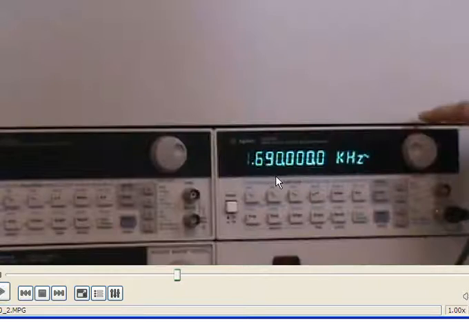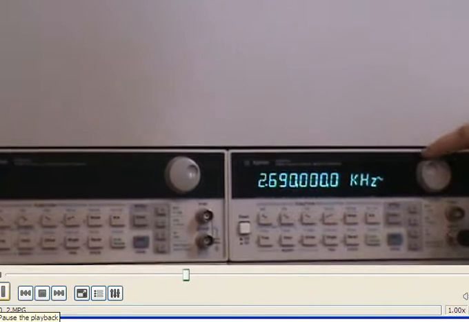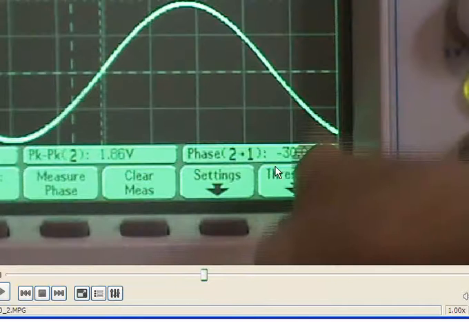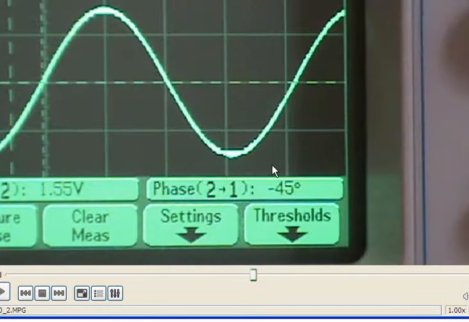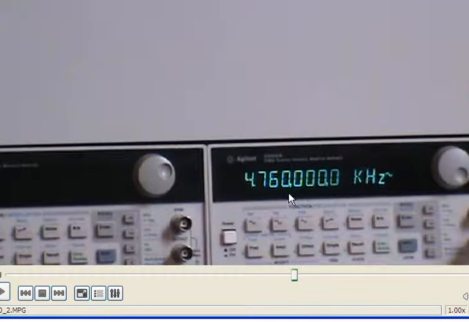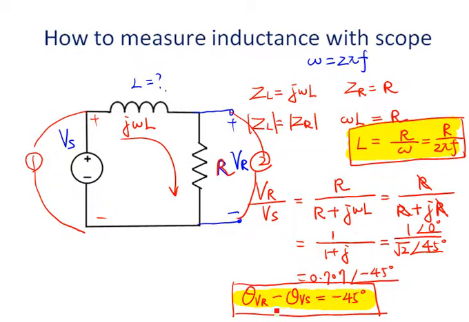Here we need to adjust the power supply frequency to make the resistor voltage phase angle equal to negative 45 degrees. You can see when we change the frequency, the phase angle changes. So we need to adjust the frequency to make the resistor voltage phase angle equal to negative 45 degrees. Now let's take a look at the source voltage frequency. It's 4.76 kilohertz. So this condition is satisfied.